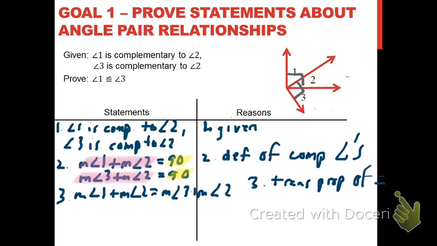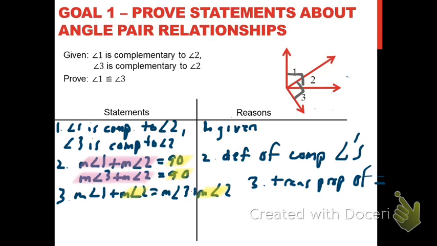Alright, then since the measure of angle 1 plus the measure of angle 2 is the same thing as the measure of angle 3 plus the measure of angle 2, they both equal 90, that means you can set them equal to one another by the transitive property of equality, or substitution property of equality if you prefer. Alright, now look at the next step in the proof. Notice that in that last equation I've got the measure of angle 2 on both sides of the equation.